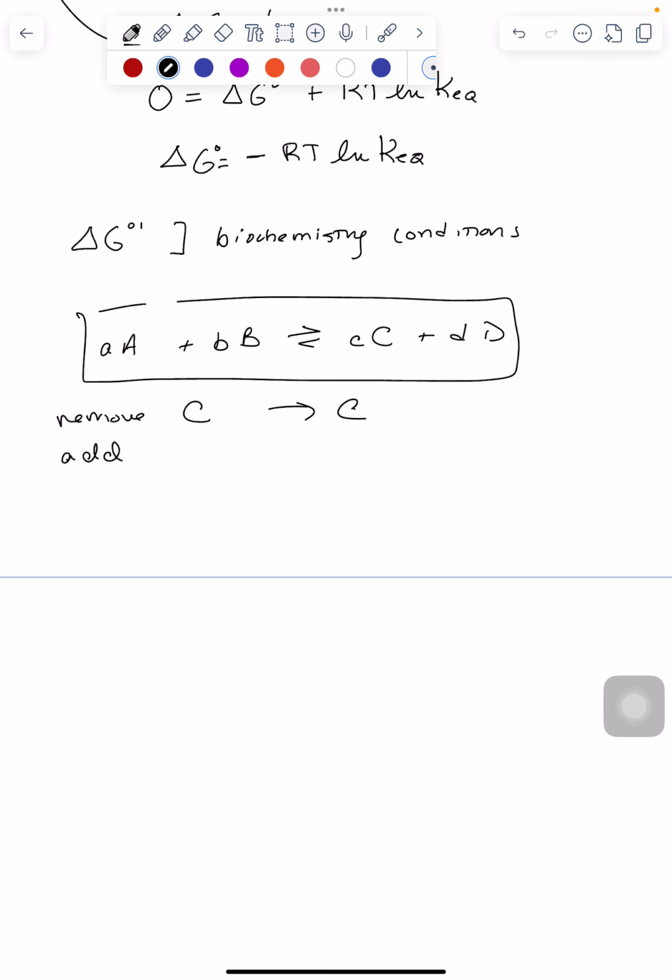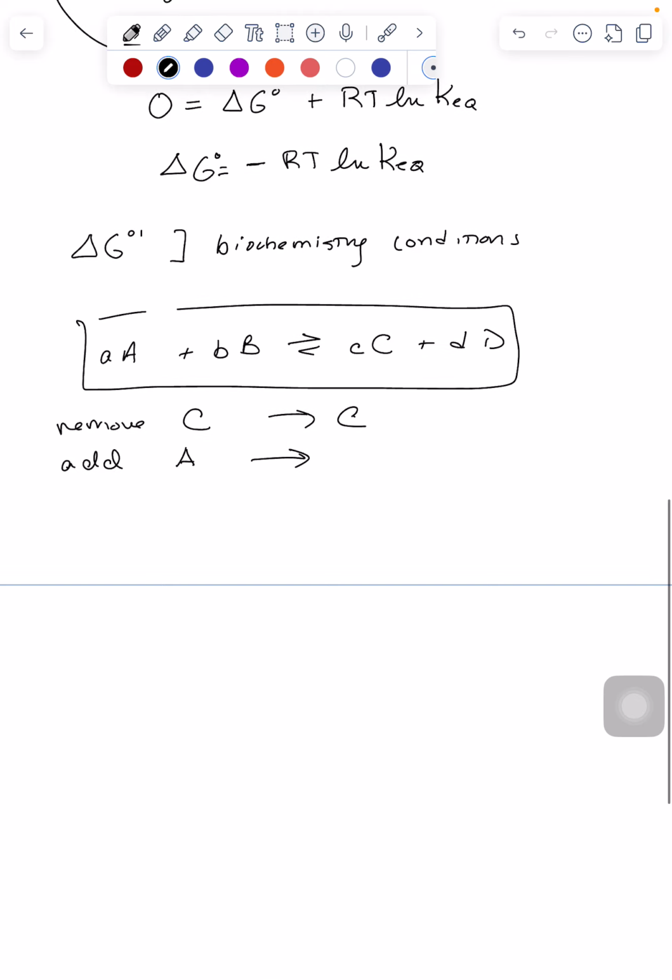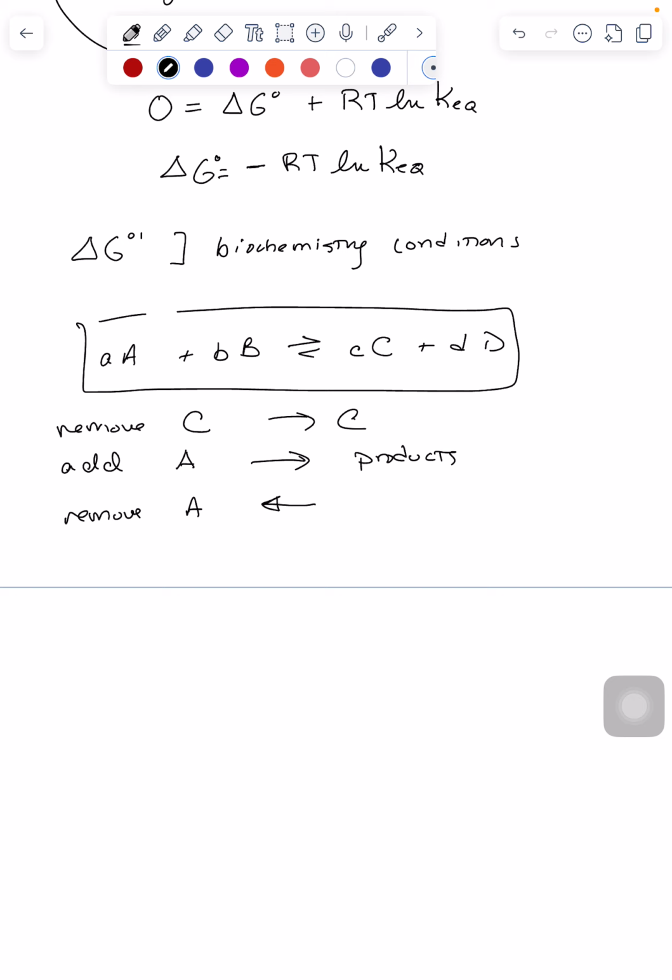Likewise, if you add some amount of A, the reaction is going to shift. If you add A, it's going to push the equilibrium towards products. If we remove one of the reactants, like A, then the equilibrium will reestablish itself by trying to replenish it and shift to the left.